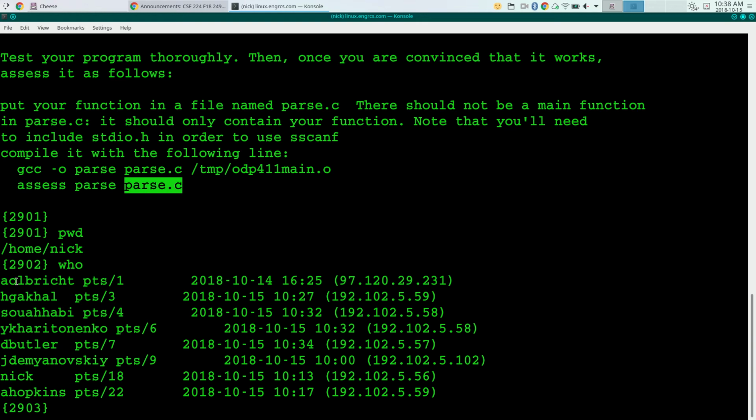But it gives you a username. PTS tells you where they're located. It's not terribly useful. This tells you when they logged in, right? And this is the IP address that they logged in from. 192.102, that's usually intranet, right? It's something on campus.